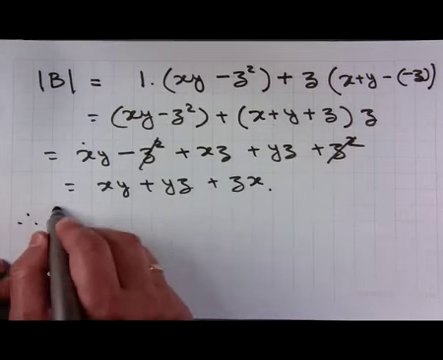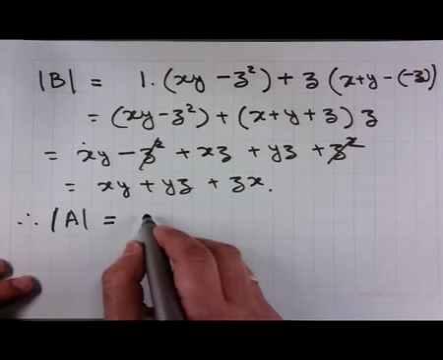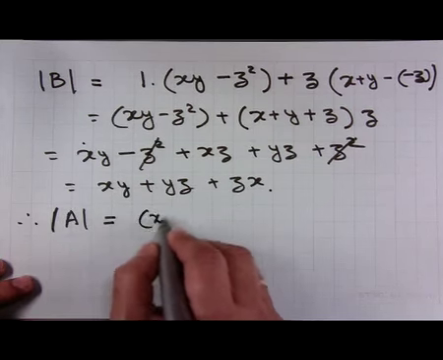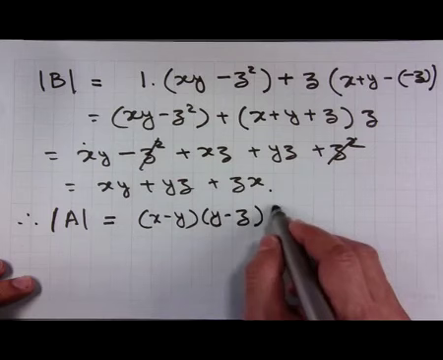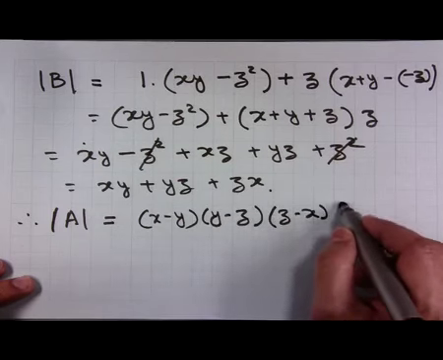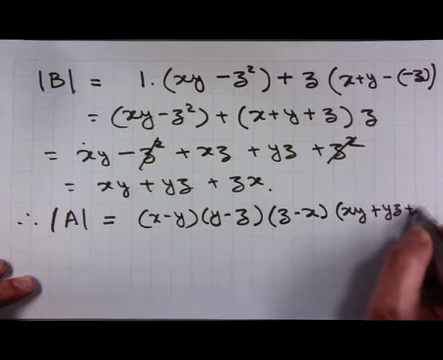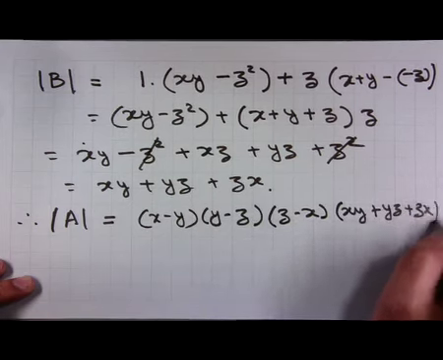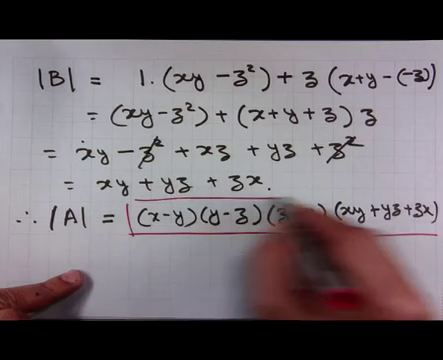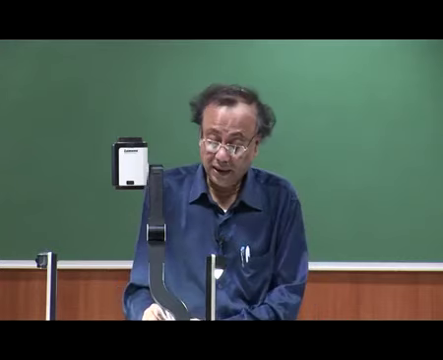Therefore, determinant of A is equal to x minus y into y minus z into z minus x multiplied by xy plus yz plus zx. This is the answer. Another problem.